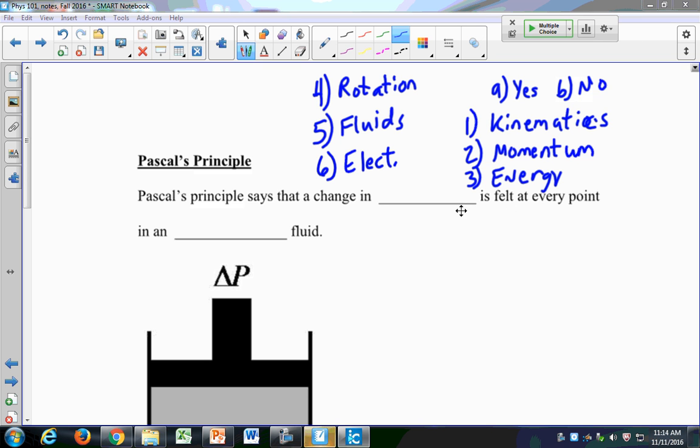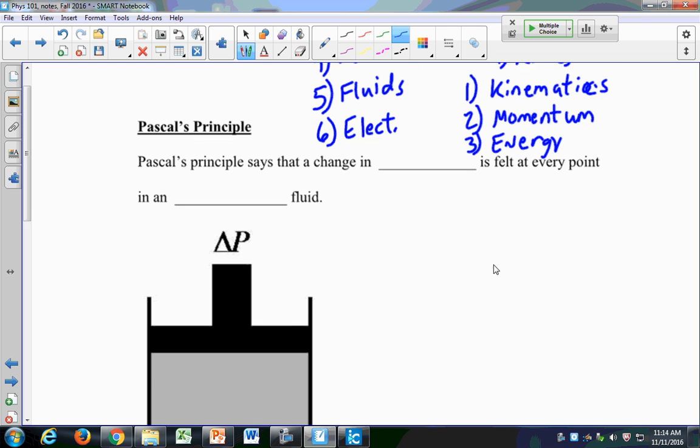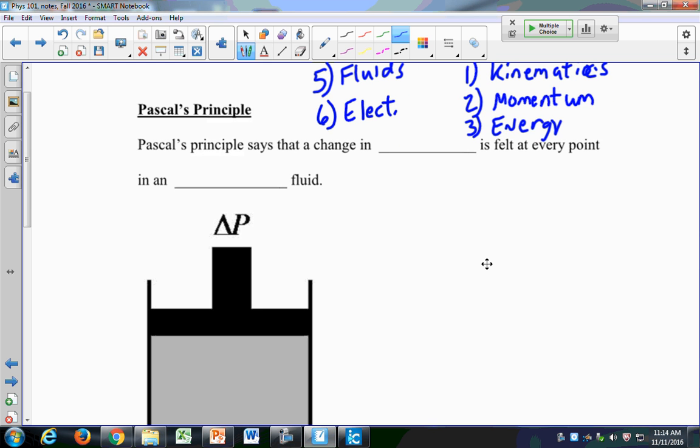Okay, awesome. Thank y'all. All right, so let's look at Pascal's principle. Pascal's principle says that a change in pressure is felt at every point in a fluid, in an incompressible fluid, excuse me.